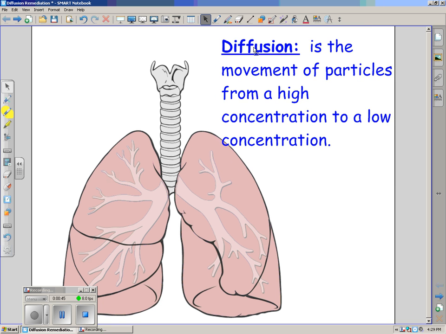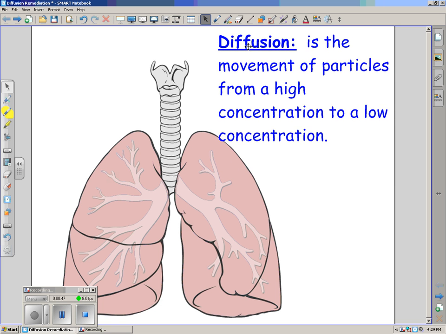It's kind of like in the gymnasium. You've got 50 kids in half the gym, and your gym teacher says, okay, now the whole gym's available. Well, you don't have to tell them to move to the open spaces. Kids will naturally move there so that there's an equal amount everywhere. That's what diffusion is. It's the movement of particles from a high concentration to a low concentration.